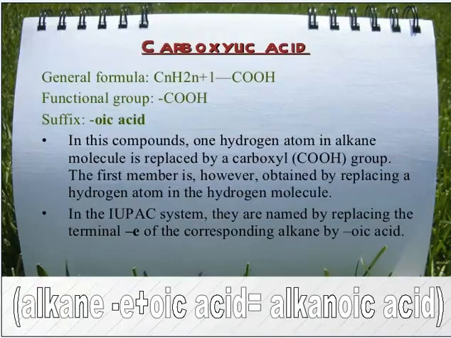Carboxylic acid. General formula is CnH2n+1COOH. The functional group is COOH, and the suffix will be OIC. In these compounds, one hydrogen atom in an alkane molecule is replaced by a carboxyl group, COOH. The first member is, however, obtained by replacing a hydrogen atom in the hydrogen molecule. In the IUPAC system, they are named by replacing the terminal E of the corresponding alkane by OIC acid. Alkane will be alkanoic acid.